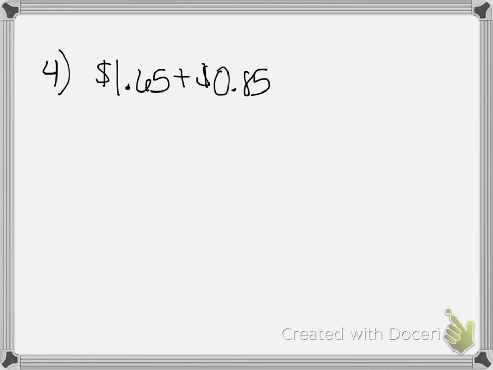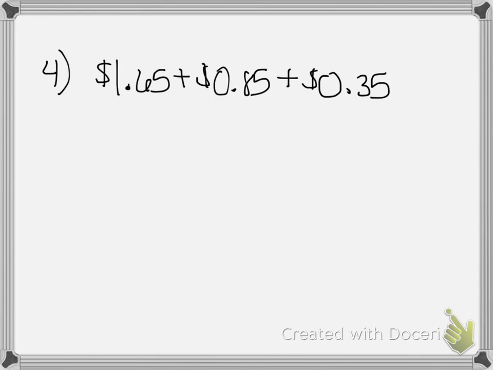Okay, example 4 on page 70. Suppose you buy the school supplies shown at the left. Use mental math to find the cost of the supplies. So on the left, it looks like we have a package of graph paper for $1.65. Then we have a highlighter for 85 cents, and an eraser for 35 cents. So we're going to figure out what our total cost was of all the supplies.